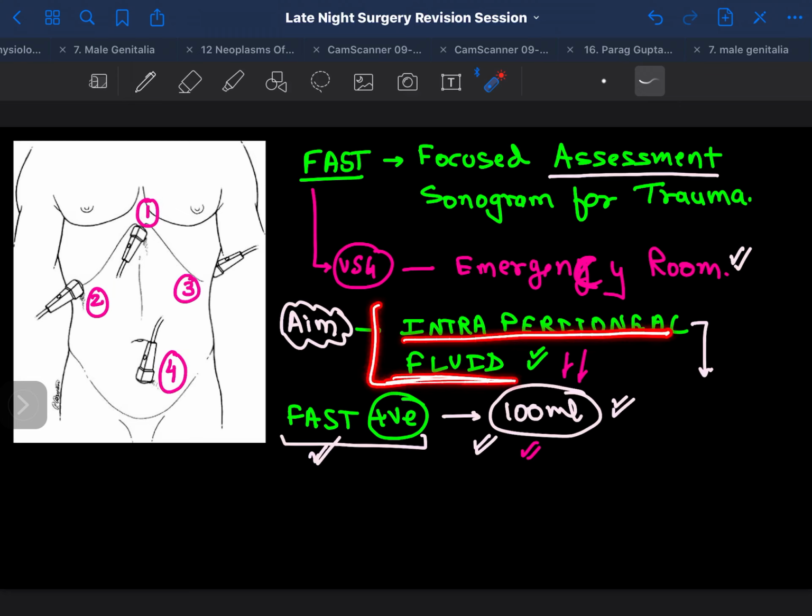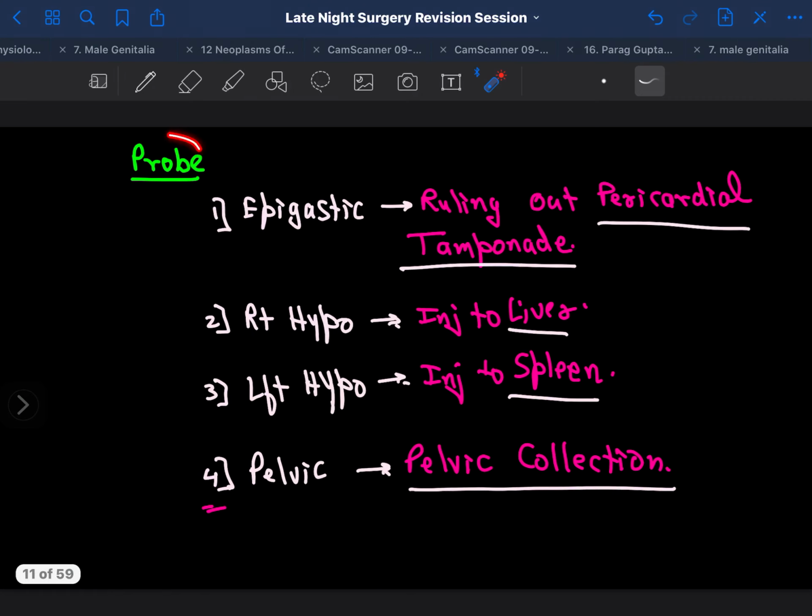The aim of this is to look for intraperitoneal fluid accumulation. If at all the FAST is positive, like 100 ml of fluid is present, you call that the FAST is positive.